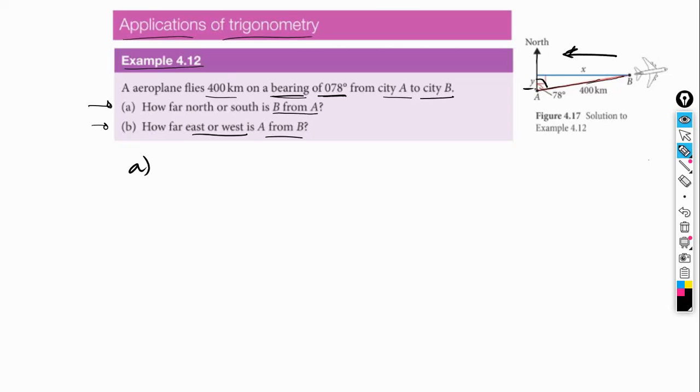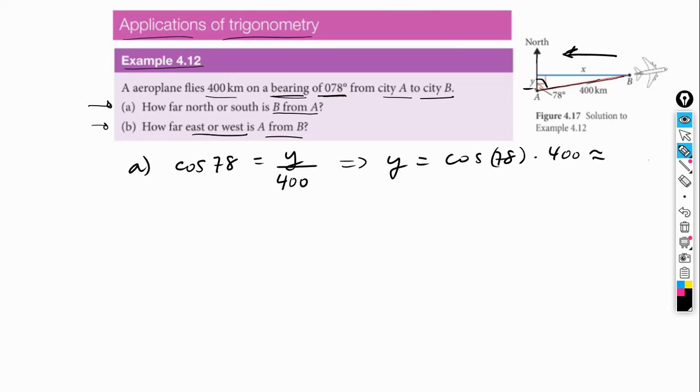For part A, to find y, we need to use a trigonometric ratio. So notice that it's adjacent. So that means that cosine of 78 is going to equal y divided by 400. And therefore, y is equal to the cosine of 78 times 400. And this is going to give us approximately 83 kilometers.